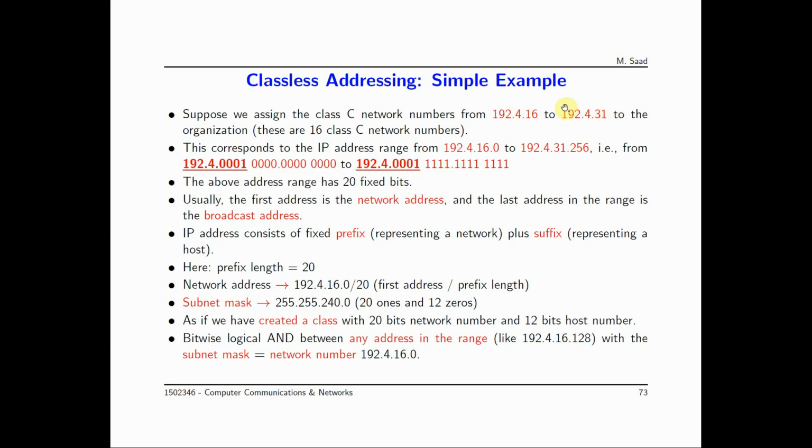Obviously, it's on the last network, and more precisely, it's the last address on the last network. So 192.4.31 is the network ID of the last network, the last Class C network address that we're using, and then .256, which corresponds to a binary sequence of 8 ones. So we start from the first network.